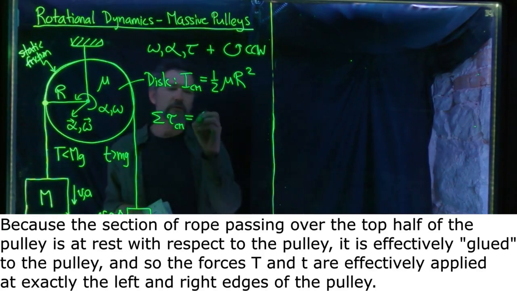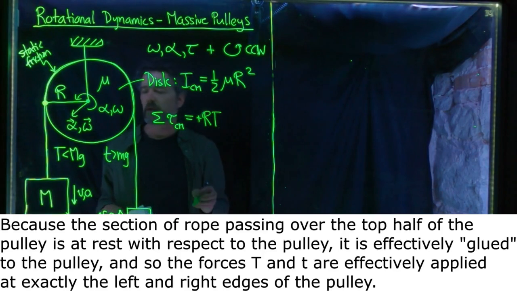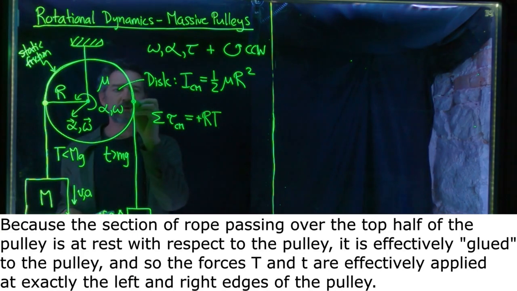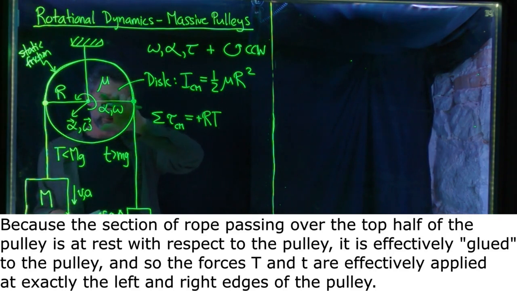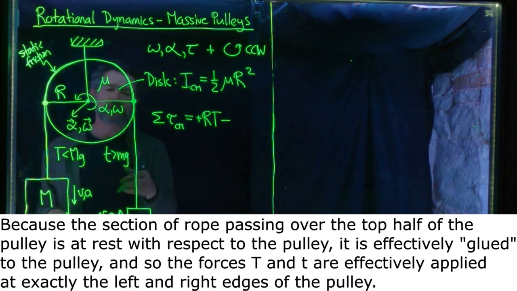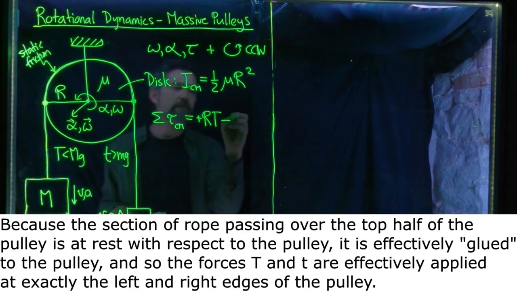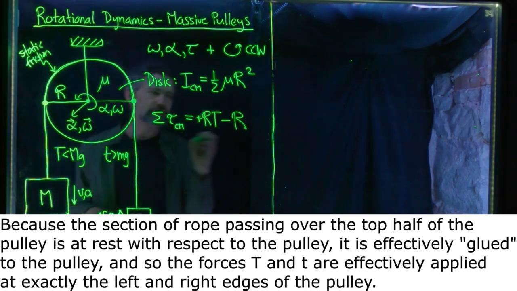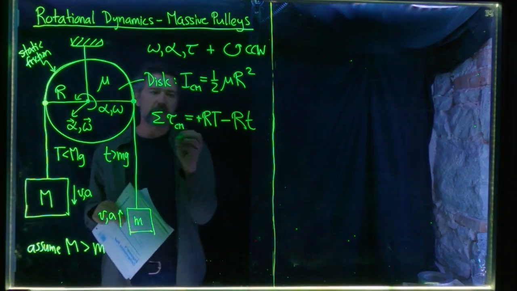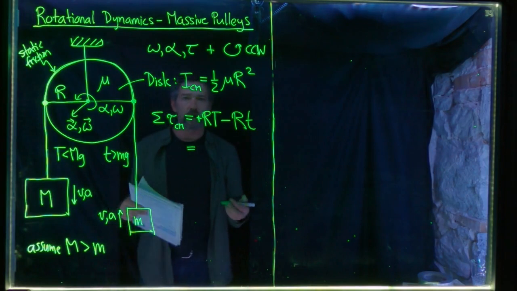Okay, so positive R times capital T. And then similarly, the rope on the right-hand side is under a tension little t, and it is effectively exerting a force on the pulley of magnitude little t downwards at exactly that point. And so there's a lever arm R there, or a moment arm R, and so the torque that little t is exerting is negative. It is in the clockwise direction, and it is of magnitude the moment arm distance r times the perpendicular force little t. Okay, so that's the net torque that's acting on that, and that net torque causes angular acceleration.